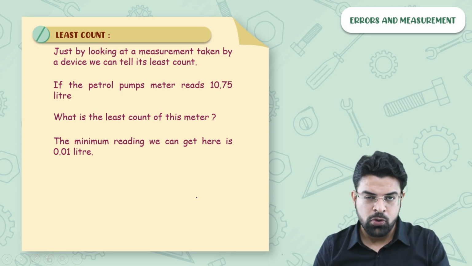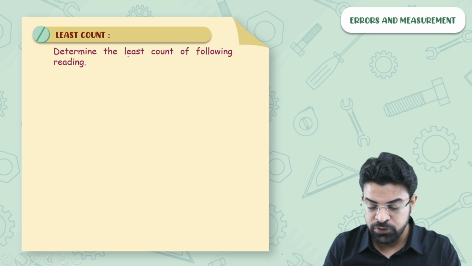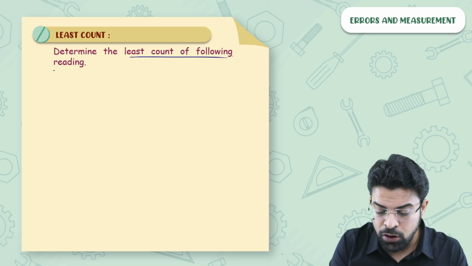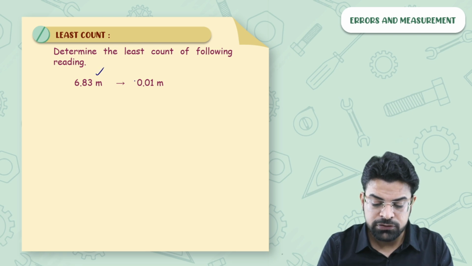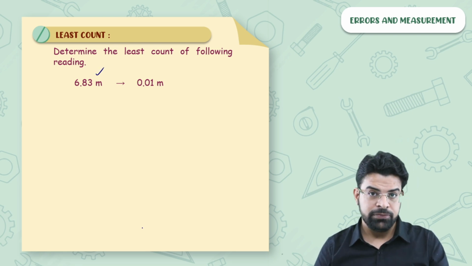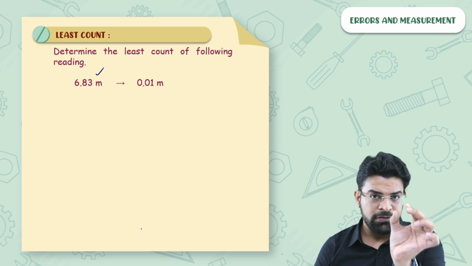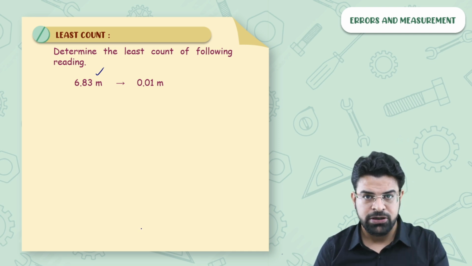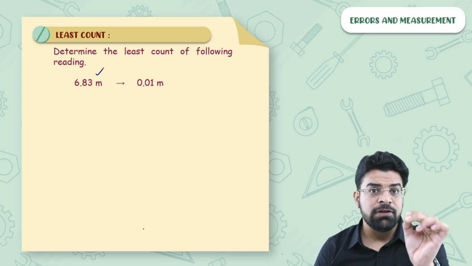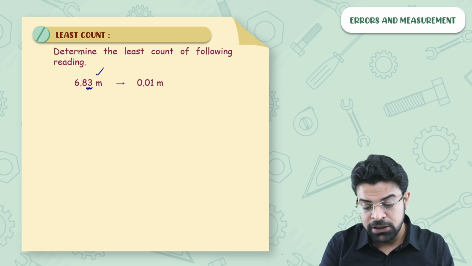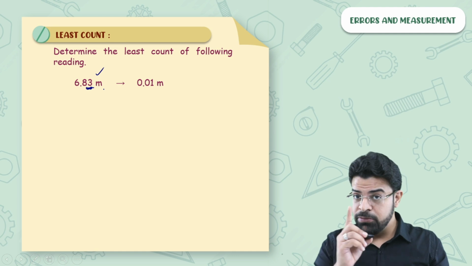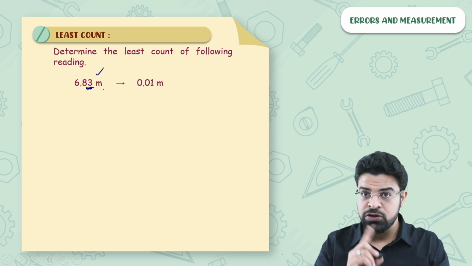Let's see more examples so that you will get confident. Determine the least count of the following readings. Let's say you find a reading of 6.83 meter. What is the least count of the device used to make this reading? You will say this device can measure up to 2 places after the decimal. So the minimum reading it can measure is 0.01 meter.